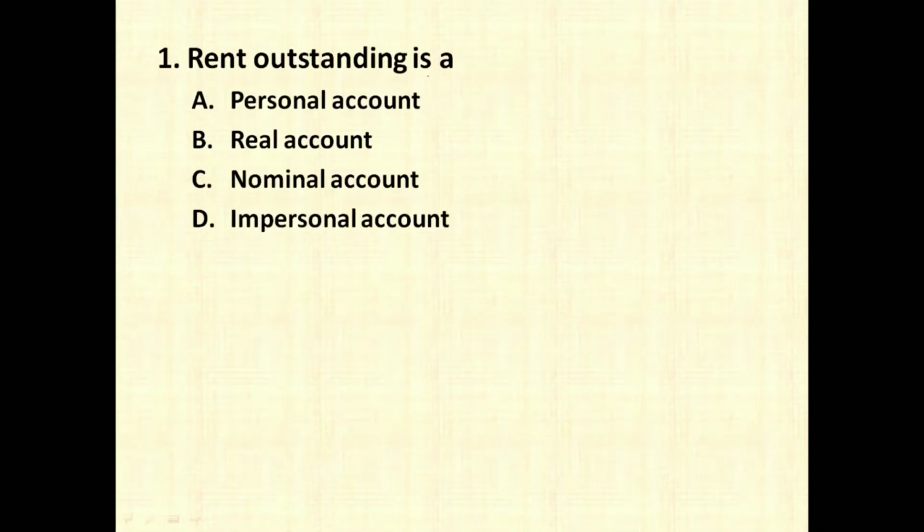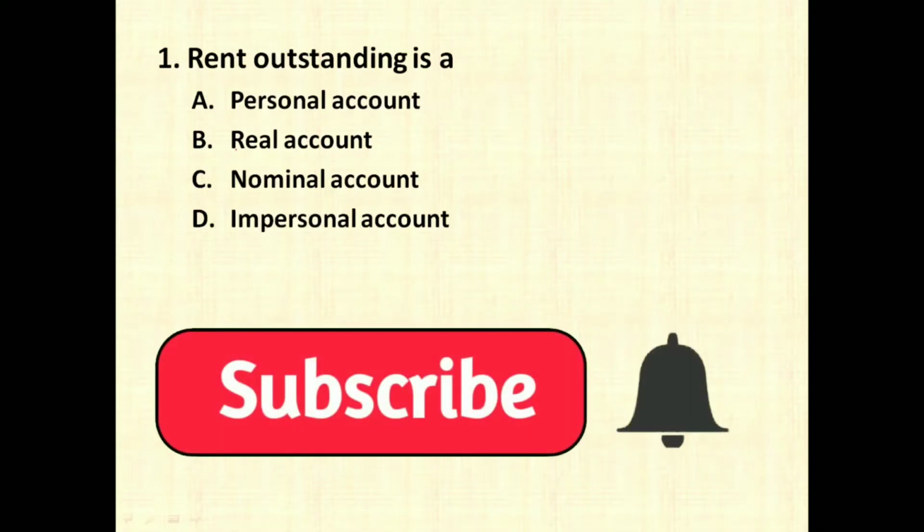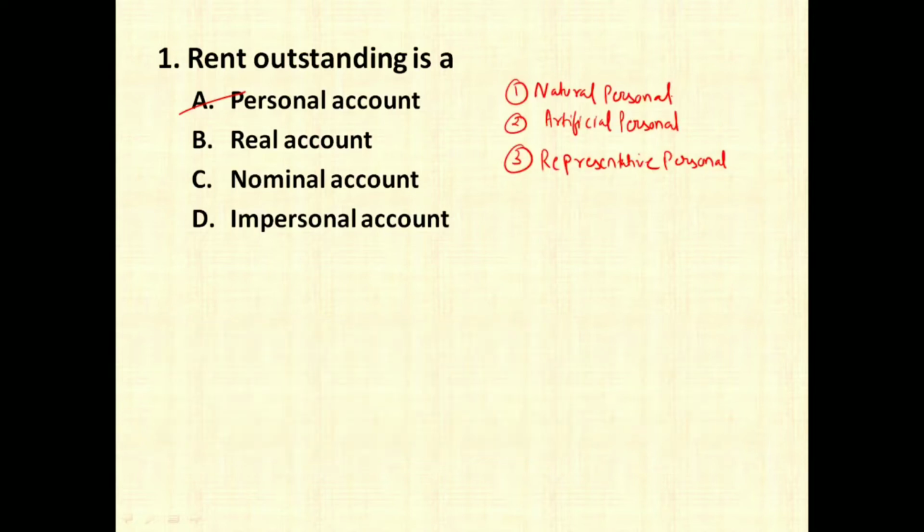Rent outstanding account is a personal account, real account, nominal account, impersonal account. So correct answer is option number A, which is personal account. So personal accounts are of three types. One is natural personal account, second one is artificial personal account, and third one is representative personal account.